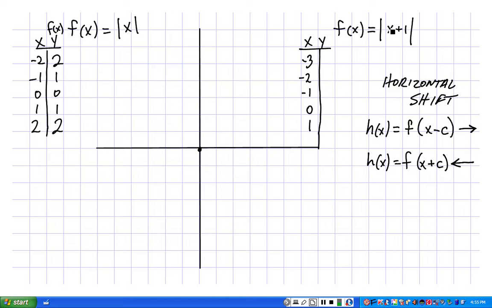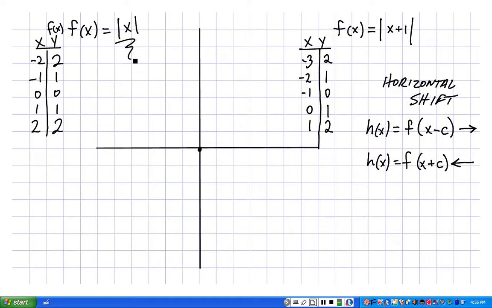So when x is a -3, -3 plus 1 is a -2, and the absolute value of a -2 is a +2. Alright, plug in a -2, -2 plus 1 is a -1, absolute value of a -1 is +1. -1 plus 1 is a 0, absolute value of 0 is 0. Plug in a 0 for x, 0 plus 1 is 1, absolute value of 1 is 1. Plug in a 1 for x, 1 plus 1 is 2, absolute value of 2 is 2. So I have those points.